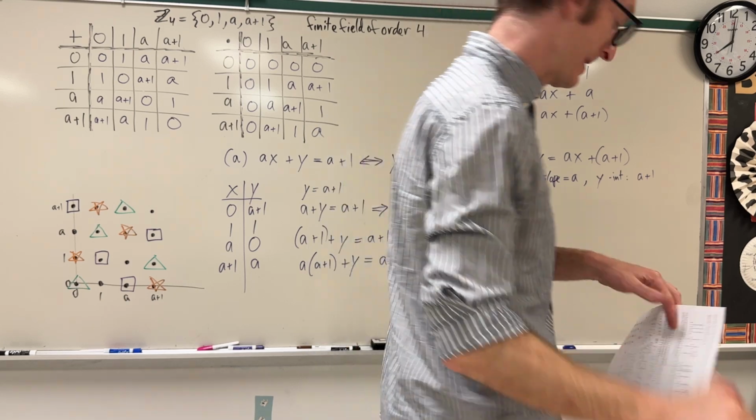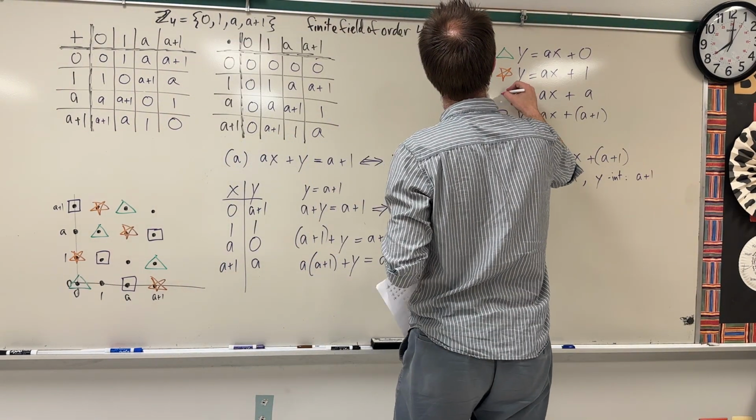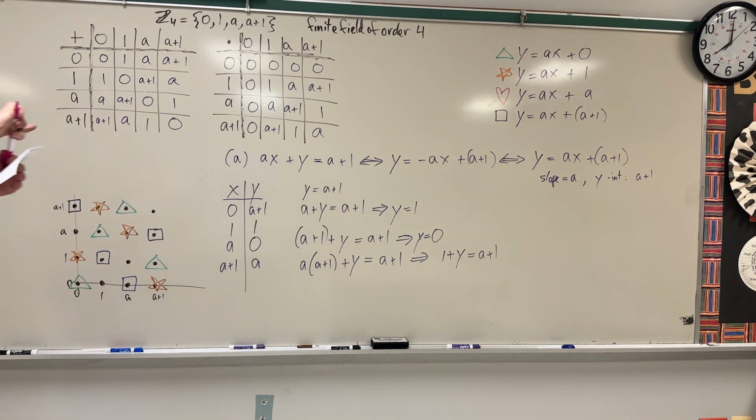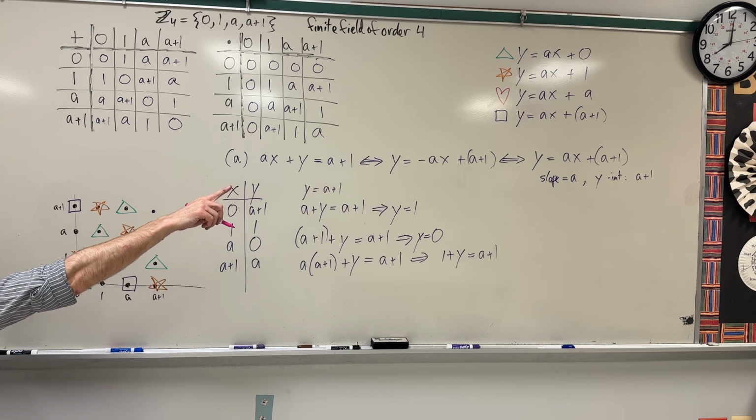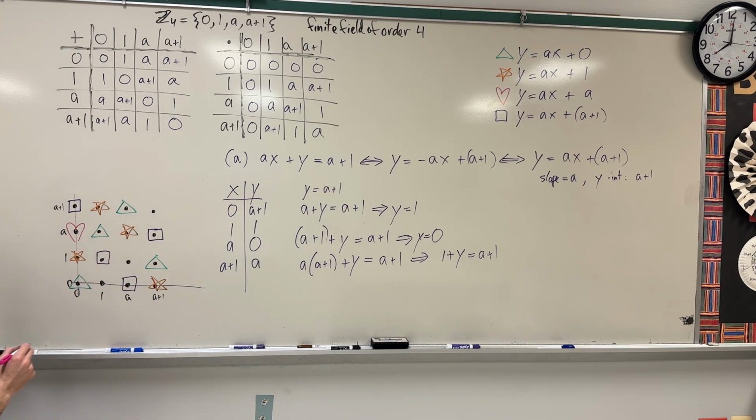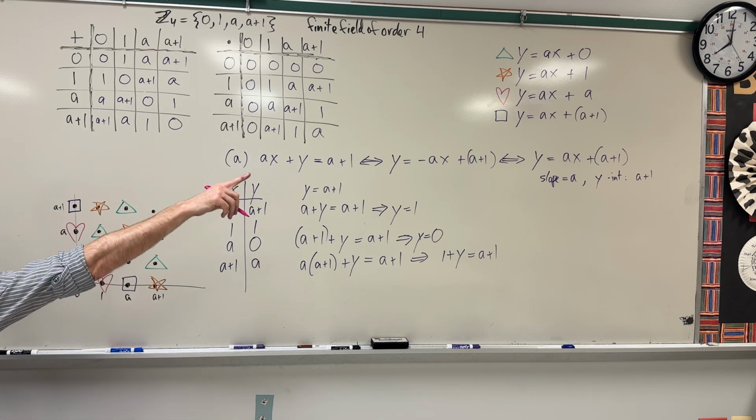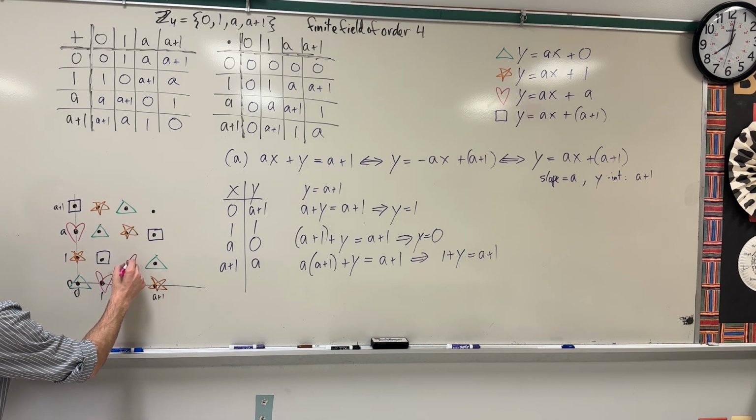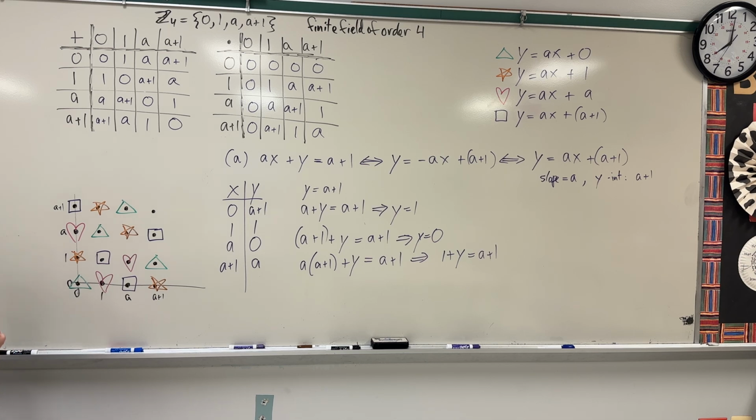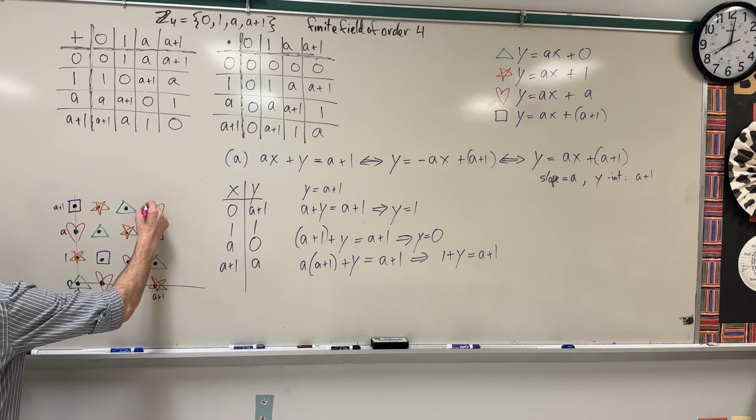And finally, I will use a pink heart to refer to the line y equals ax plus a. Again, talking this out, if I plug in 0 for x, I get y equals a, so I'll have a point 0 comma a. If I plug in 1 for x, I get y equals a plus a, which is 0, so I get 1, 0. If I plug in a for x, I get a squared, which is a plus 1, plus a is 1, so I get a comma 1. And if you plug in a plus 1 for x, you get a times a plus 1 is 1, plus a is a plus 1, so you get a plus 1 comma a plus 1.